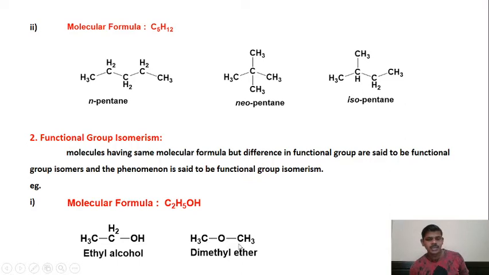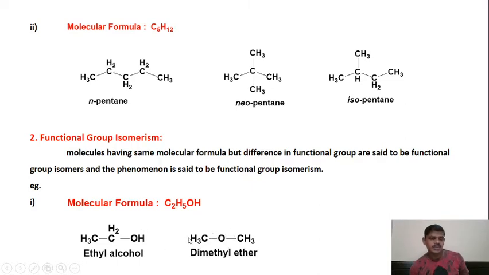Here carbons: 1, 2. Two carbons, hydrogens 3 plus 3 is 6, again oxygen 1. So these two are functional group isomers of each other because there is a difference in the functional groups of the two molecules, but they have the same molecular formula, C2H6O, with different functional groups. Here the functional group is OH and here the functional group is O. OH is alcohol and O is ether.